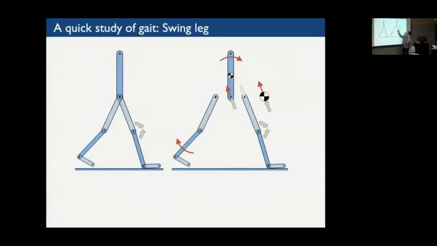Remember that we received an impulse acting in this direction, and that is also going to affect the swing leg. I don't know why I'm missing the other arrow, but one arrow should show that this is going to induce the thigh to rotate in the forward direction, and then it's going to induce the shank to move in the opposite direction. In other words, this is going to induce the swing phase of gait.